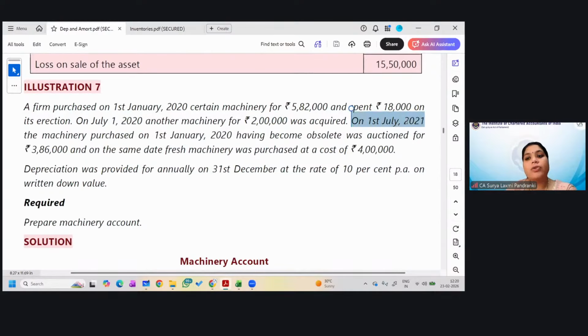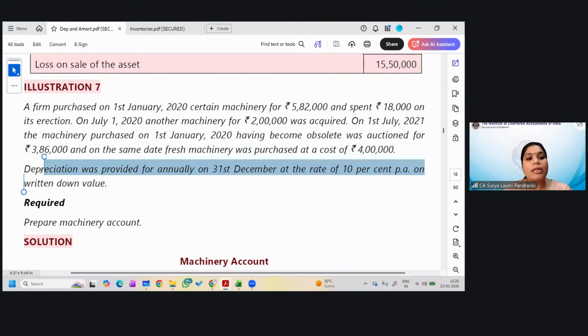On 1st July 2021, the machinery purchased on 1st January 2020, which means the initial machinery, having become obsolete, was auctioned for 3 lakh 86,000. So the first machine which was purchased was sold in the year 2021 for 3 lakh 86,000. And on the same day, what did we do? We purchased a fresh machinery for 4 lakhs. So once the machine was sold, on the same day you purchased one more machine, right?